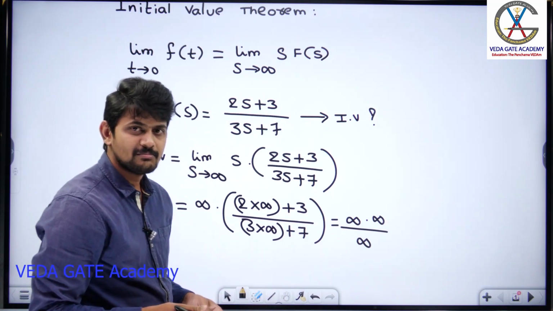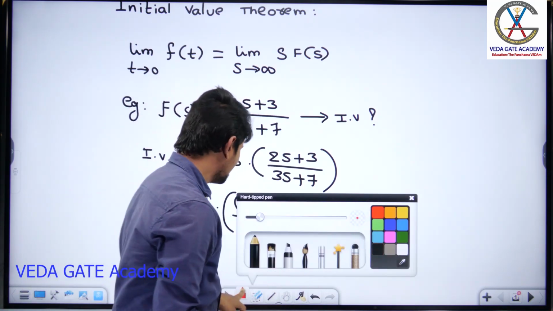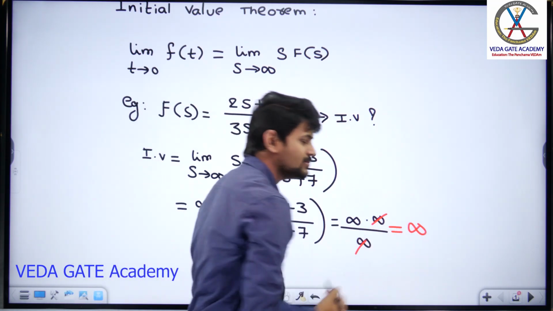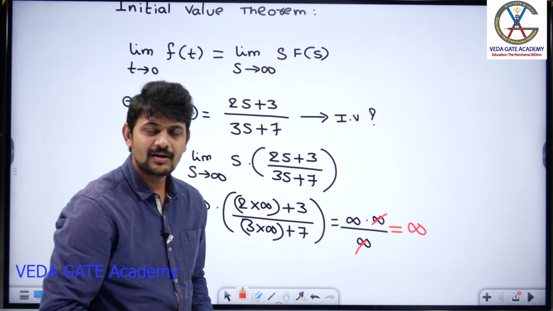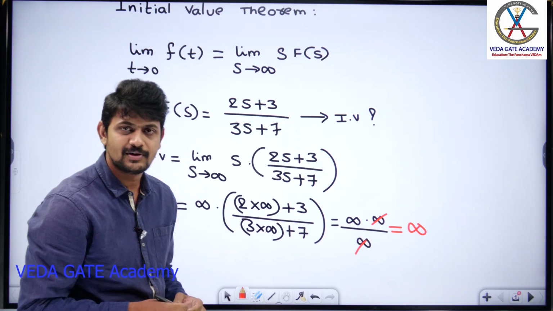Now there are some brilliant students who will simply cancel this infinity and this infinity, and finally they will say that the correct answer is infinity. Is it correct? Infinity by infinity is an undetermined form. Never, we cannot cancel this infinity and this infinity.